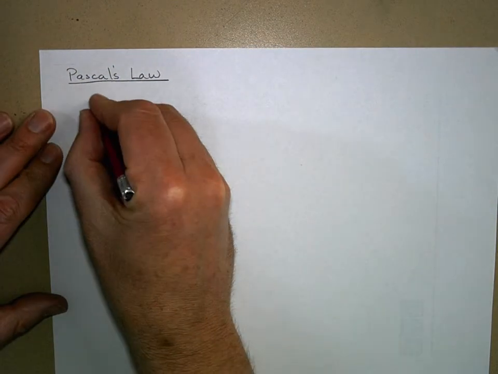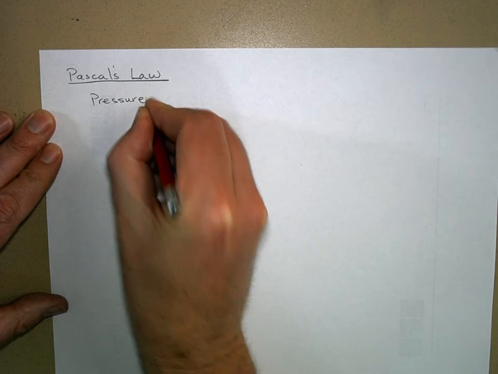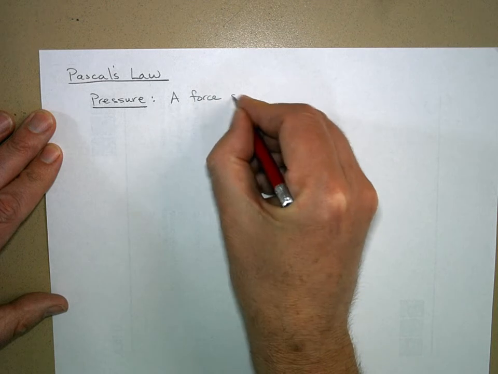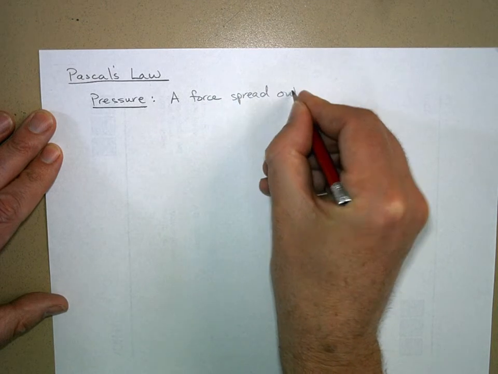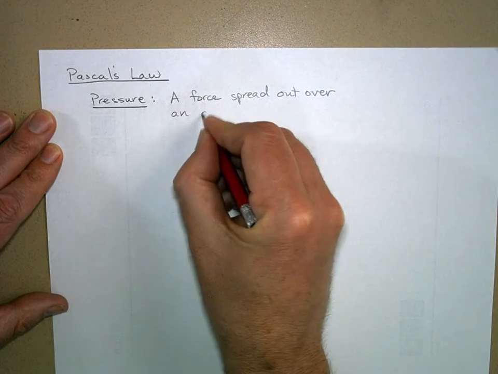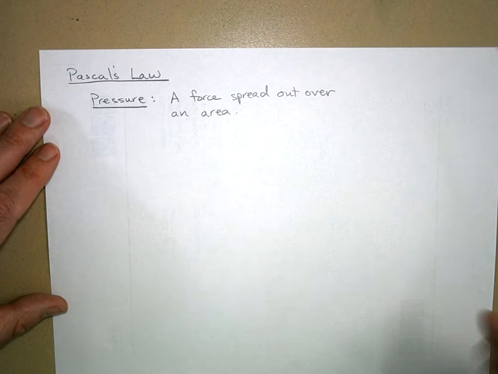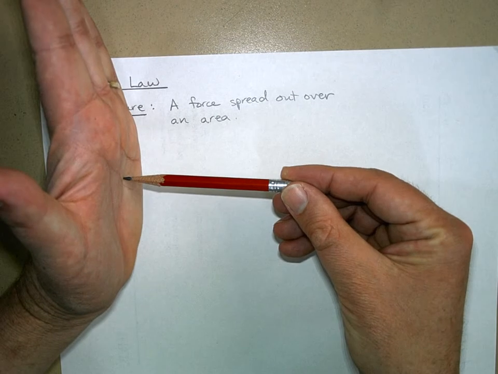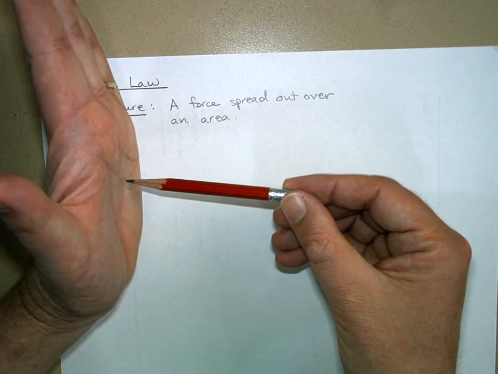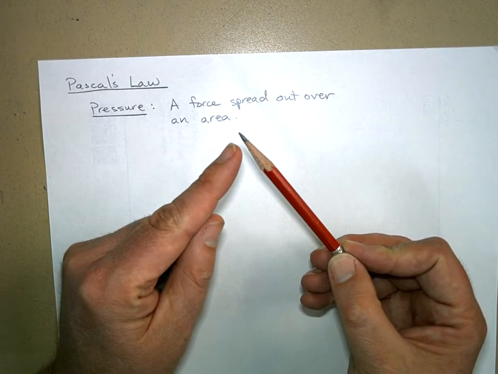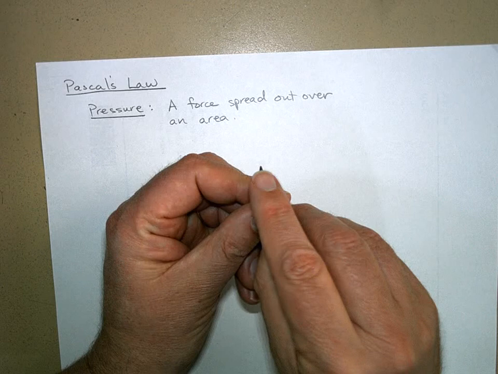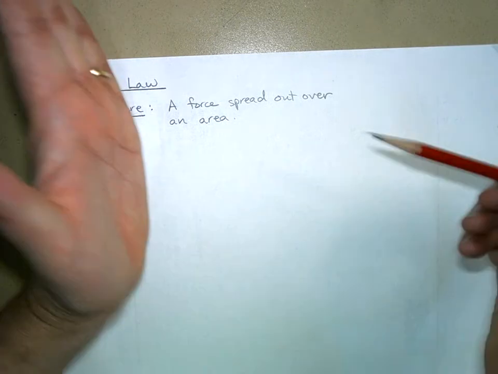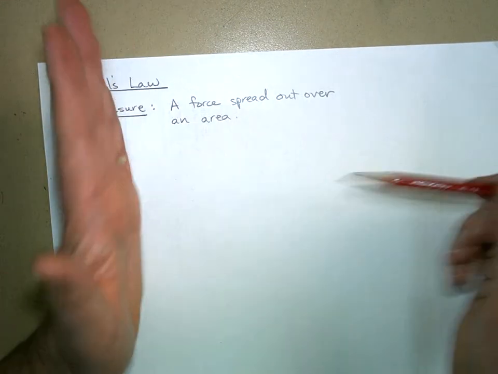Now, first we need to talk about pressure. And pressure is a force spread out over an area. Okay, so if I took this pencil and pressed on it with 5 pounds of force into my hand, well, that's going to hurt, because that 5 pounds of force is spread out over a very tiny amount of area. And so that's very high pressure, and that pressure would be enough to tear through my skin, and I would drive this pencil all the way through my hand, which I don't want to do.